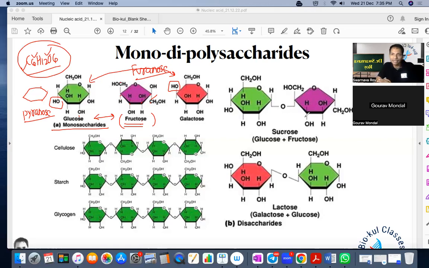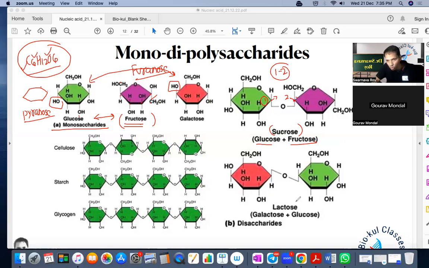When we look at disaccharides, this is sucrose, made up of glucose and fructose. Can you see that? This is the glucose, and this is the fructose. They're joined by this kind of bond, 1,4 linkage. No, actually, it's not a 1,4 linkage. This is the 1,2 linkage. Why 1,2? This is the first carbon, and this is the second carbon. So this is a 1,2 linkage in the case of sucrose.